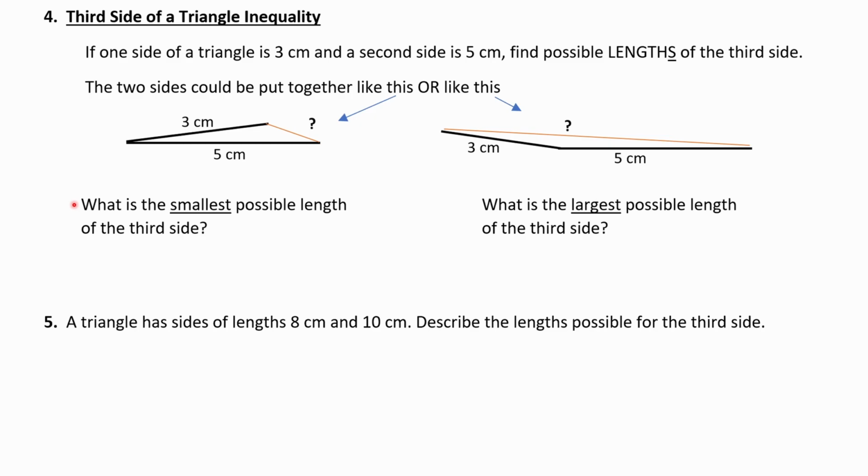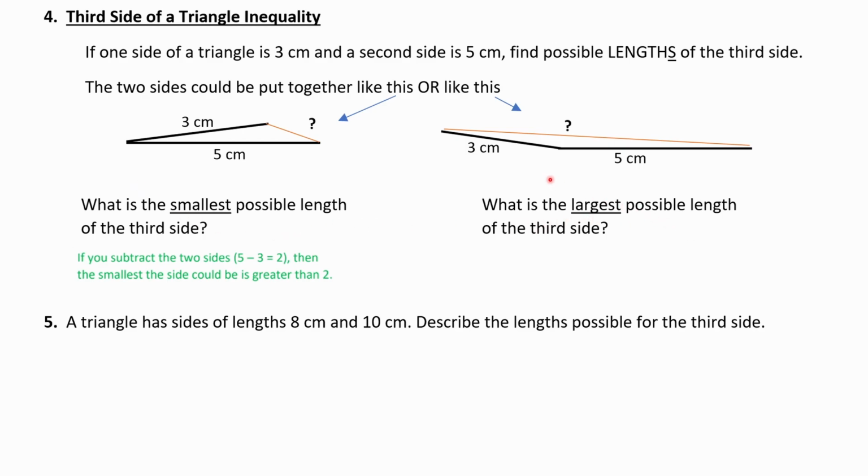So for the smallest possible length, we can take the two values that were given, 5 and 3, and we can subtract them. We take 5 and subtract 3, and that means that our smallest side has to be greater than 2. It can't be equal to 2, it must be greater than 2, because when I add 2 and 3 together, it has to be greater than that 5.